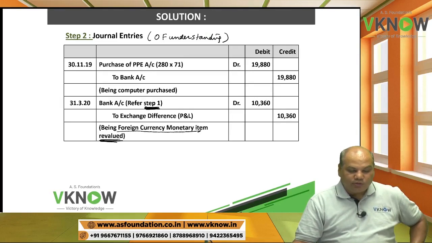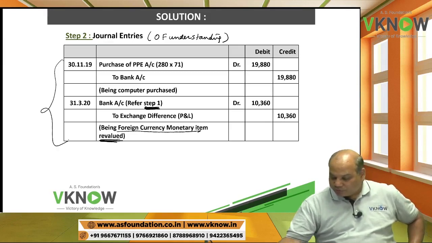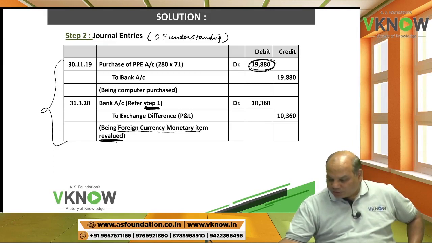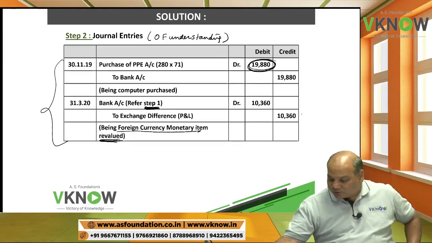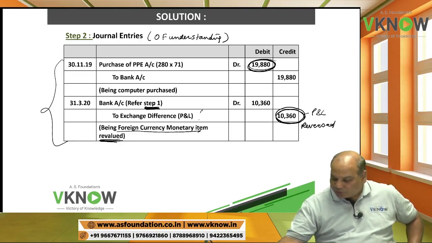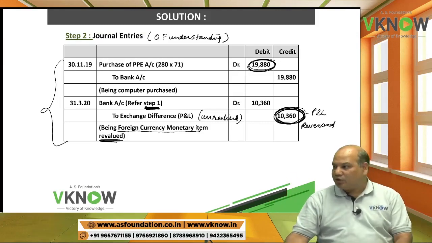Being foreign currency monetary item revalued. So what is the effect of these two entries? Purchase of PPE will come in investing activity. Exchange difference will be part of P&L account, but it will be reversed or eliminated because it is unrealized. And this unrealized exchange difference will form part of the reconciliation statement also.